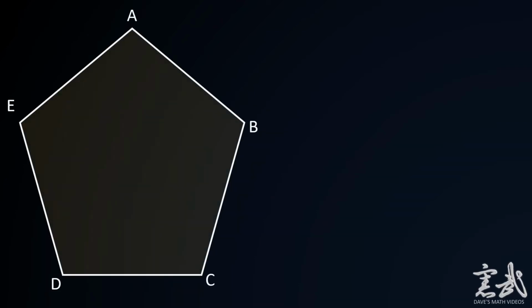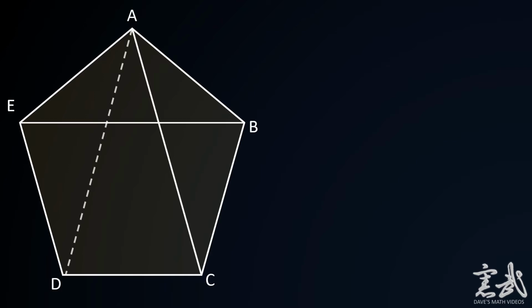Moving on, let's first calculate the value of cosine of 36 degrees. To do this, we will draw a pentagon ABCDE. Then we will draw the diagonals EB, AC, and AD. We will label the intersection of EB and AC as point F.